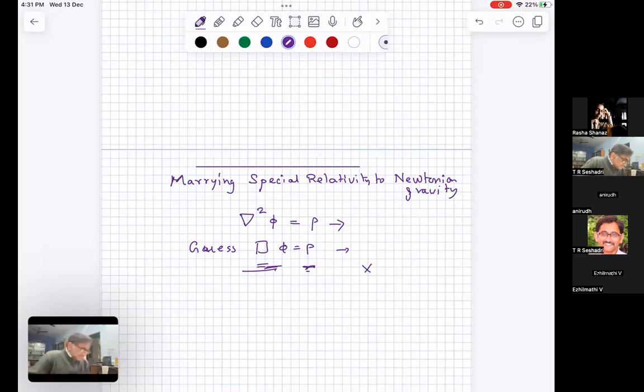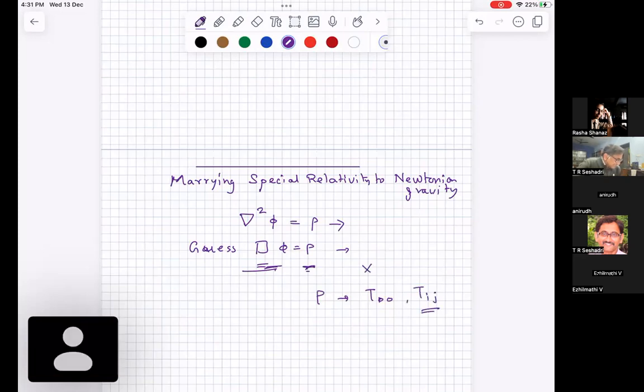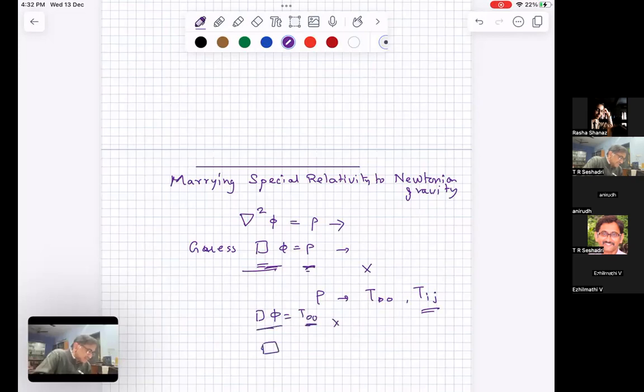Actually, what happens is there is something called the energy momentum tensor, which I will come to during the course, in which rho is a component of T00, which is the 0,0 component of a tensor called Tij. So I would say that maybe phi equal to T00, but this cannot be because you just have a component of a tensor and a scalar. So maybe the equation is some object like this, in which the 0,0 component is what we see in box phi equal to rho.